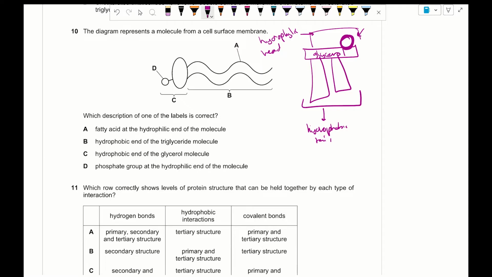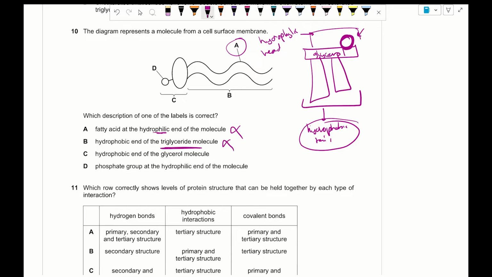Now, hydrophilic means it is water soluble and can form bonds with water molecules. Hydrophobic means it is not water soluble. Now, let's see the suggestions that we have here. A. Fatty acid at the hydrophilic end of the molecule. So we just said that it is hydrophobic, so this is incorrect. B. Hydrophobic end of the triglyceride molecule. This is a phospholipid molecule, therefore this is incorrect.